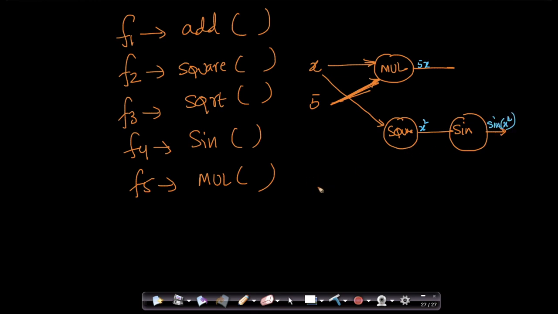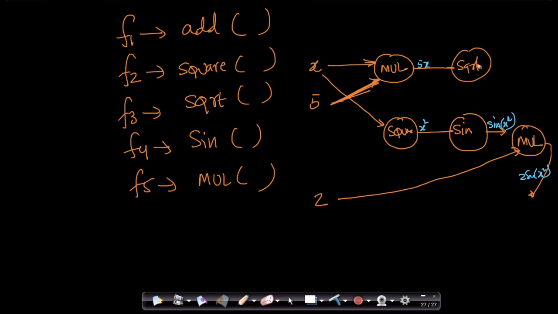Now I can also input 2 here and pass both of them to a multiplication function. What is the output that I get here? The output is 2 times sine of x squared. I have my 5x here. Now if I pass my 5x through a square root function, what do I get? The output here is square root of 5x.